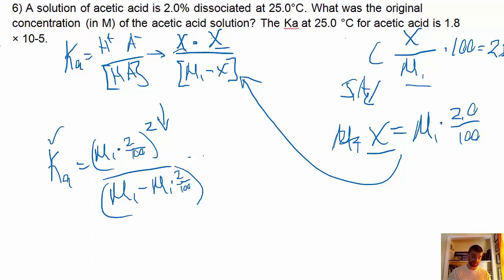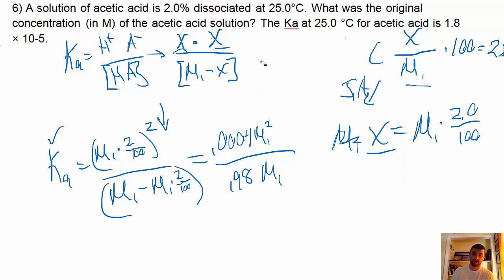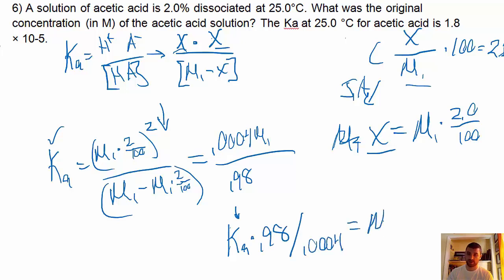So now I'm going to plug those things in. I'm going to distribute, right? I'm essentially going to get 0.0004 M1 squared all over 0.98 M1. Now watch what happens. If I've got M1 squared on top and M1 on the bottom, I'm left with this: 0.0004 times M1 all over 0.98 has to equal Ka. So now I get M1 by itself, right? So it's Ka times 0.98 divided by 0.0004 equals M1, and I plug and chug, and I get 0.0441 molar as my final answer.